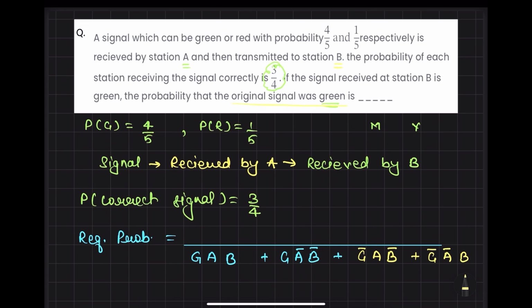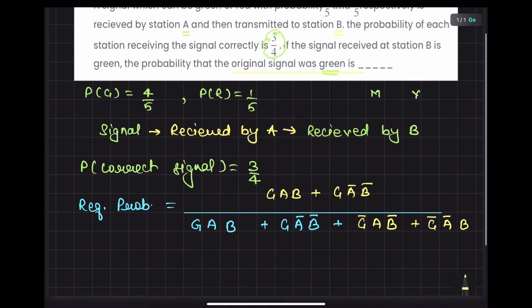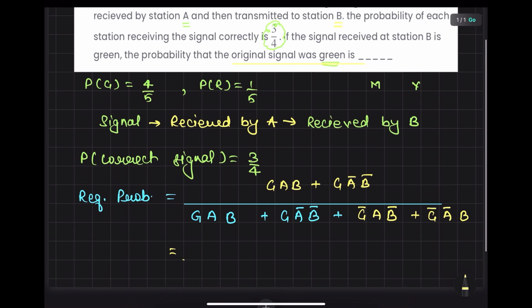Now what is the required thing? The original signal is green. So original signal is green in these two cases. Here though it is red and red. So you can write down things as green A correct, B correct, plus green A wrong, B wrong. Now you have to substitute things for calculation.